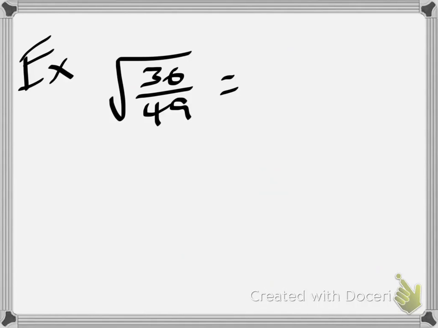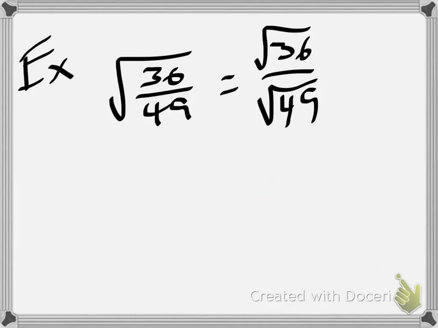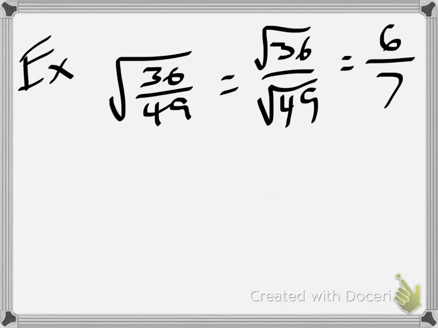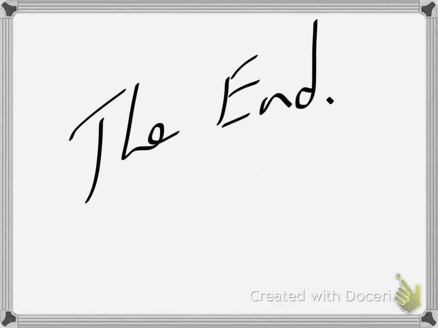So let's do this one. Square root of 36 over 49. You're going to take the square root of the top and divide it by the square root of the bottom. Square root of 36 is 6. Square root of 49 is 7. So there's my answer. And that's it, folks.